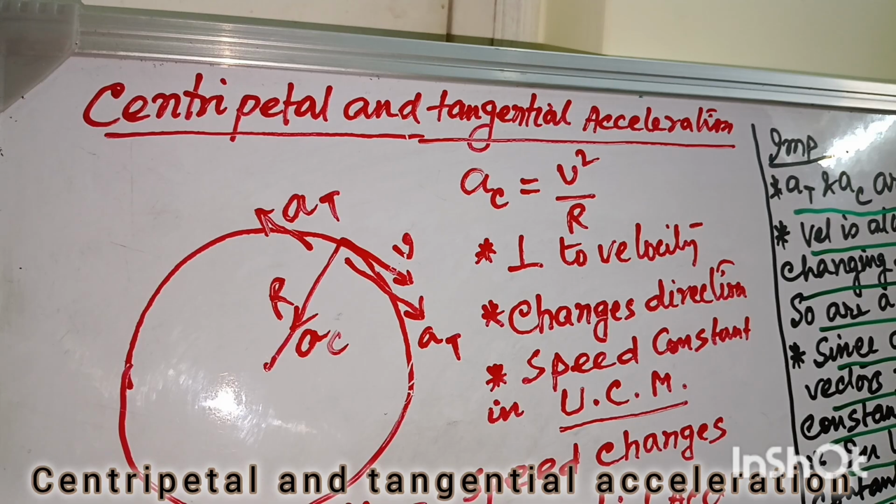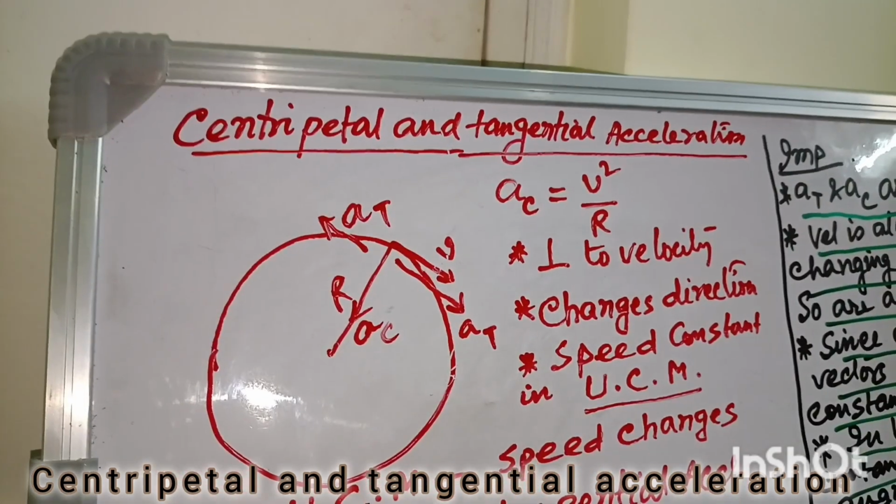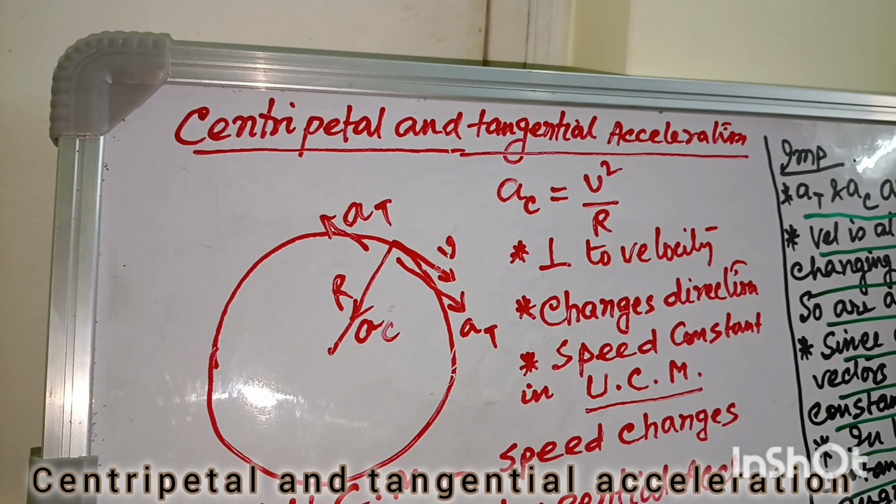If this acceleration continues to be at 90 degrees with the velocity always, then the speed will not increase and the motion will be in a circle, which is called uniform circular motion. So whenever there is a uniform circular motion, the speed is constant and there is one acceleration which is towards the center.